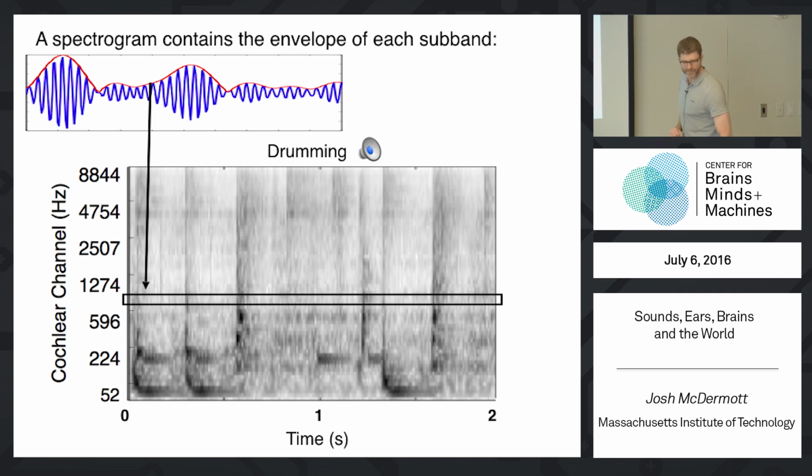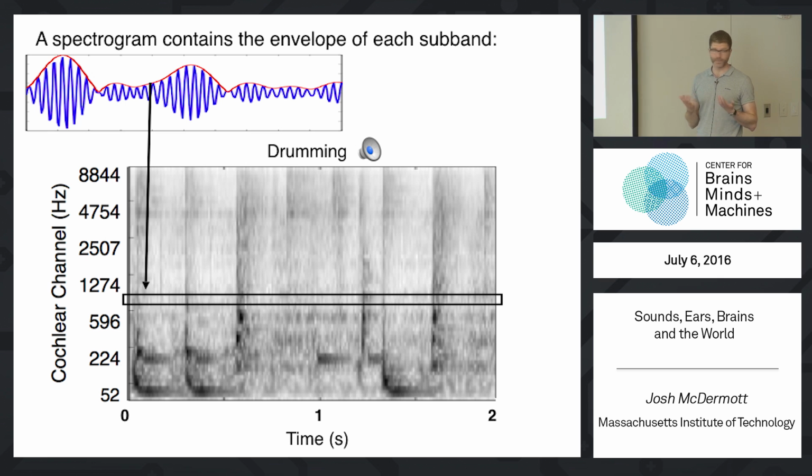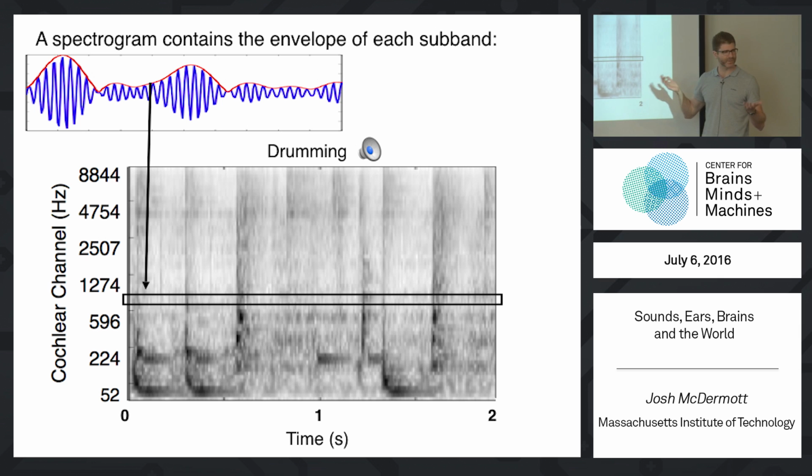So if that's kind of unfamiliar to you, this might be a slightly more familiar way in which to think about this. So what I'm showing you here is a variant of what's called a spectrogram. So this is probably the most common way to look at sounds. How many people have seen a spectrogram before? All right, so about half of you.